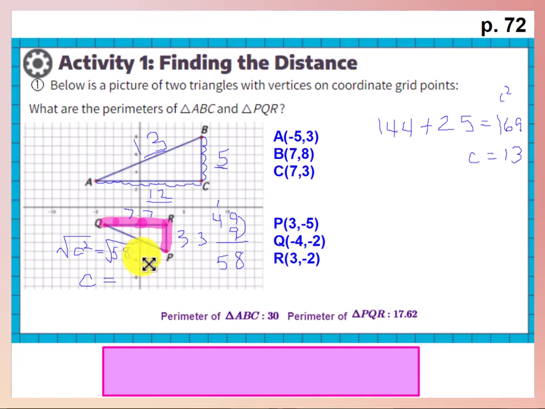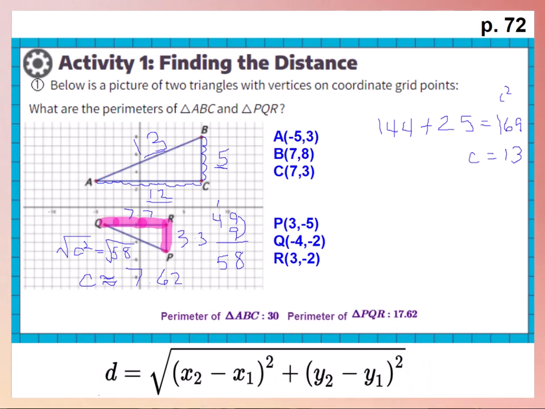Square root of 58. Put that in your calculator. Put 58, take the square root and round it to the hundredths place, and I get approximately 7.62. It's an approximation, so we're going to use those squiggly lines, approximately. If we want to know the exact answer, we keep the number under the radical.